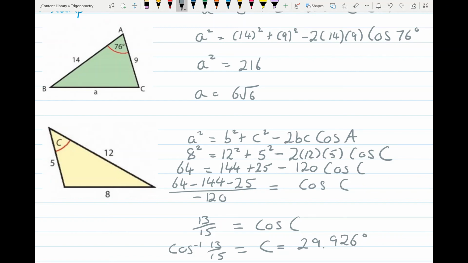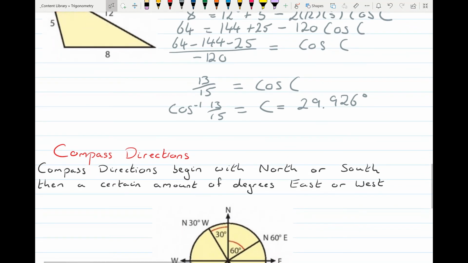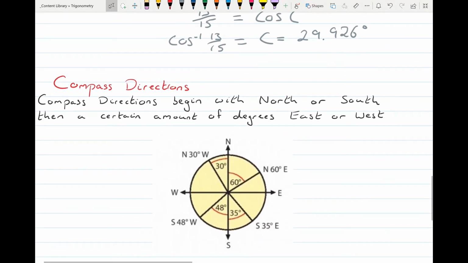One last note then on compass directions. These will appear sometimes when we're talking about circles and degrees and things like that. So compass directions begin with the primary direction of north or south. So that'll tell you where you're looking, and then it'll say a certain amount of degrees east or west off that line. So an example here is north 30 degrees west. So you know that you're looking north and then you're coming out to the west 30 degrees.